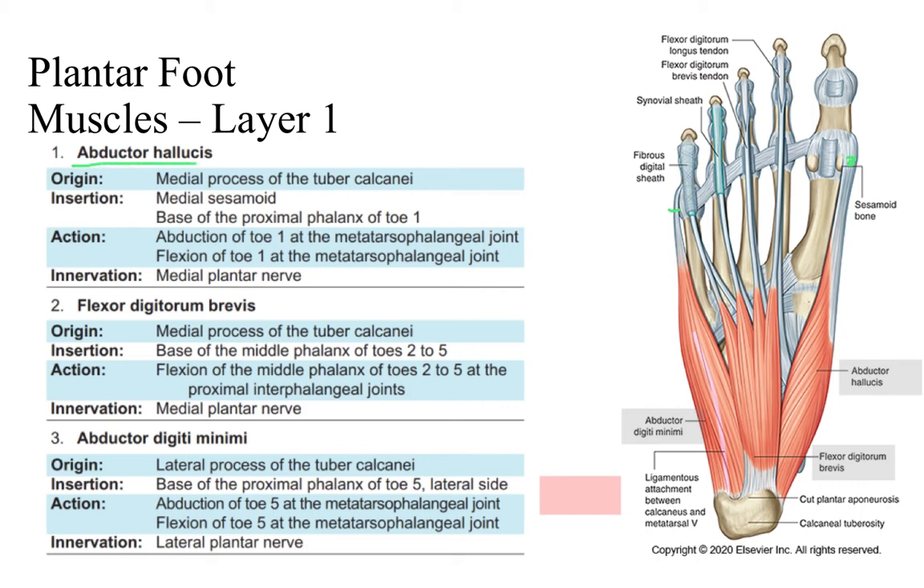The abductor hallucis, it abducts, so it takes your big toe away from the midline. So that would be this right here, the abductor hallucis. So it would take your toe away from the midline. And here, the midline is not the midline of your body, it's the midline of your foot. So it's taking the toe in this direction. The abductor digiti minimi would be on the other side. And notice that's attached to toe 5. So it would abduct your toe away from the midline of the foot in this direction.